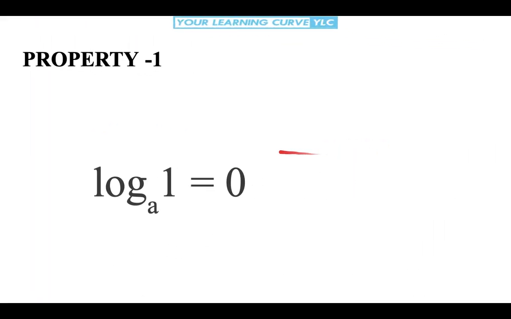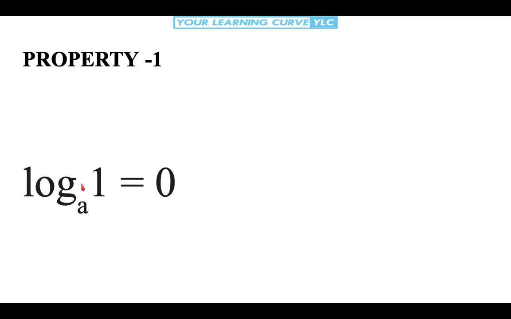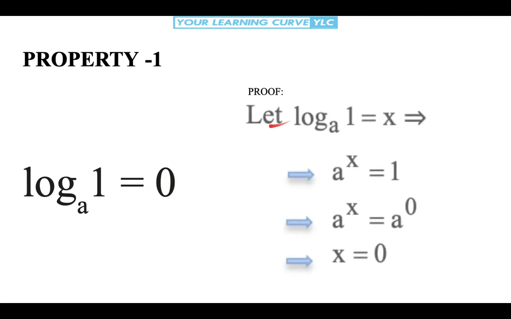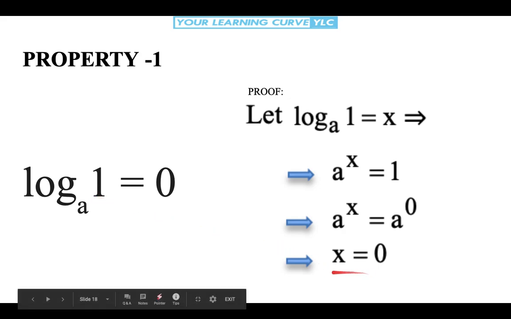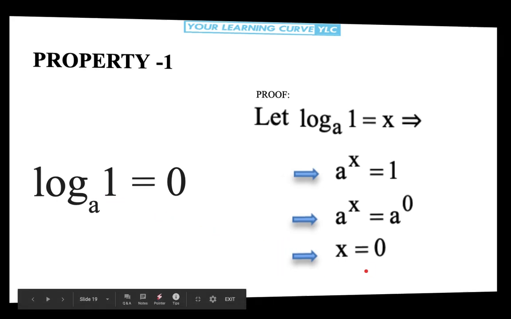The first property is, if you take 1 and take its log to any base, it is always equal to 0. That is, log of 1 to the base a is always equal to 0. The proof is, let log 1 to the base a be equal to x, then we can write a to the power x is equal to 1, and 1 is a to the power 0. Since a is written in the base of logarithm, it cannot be equal to 1, therefore x should be equal to 0.